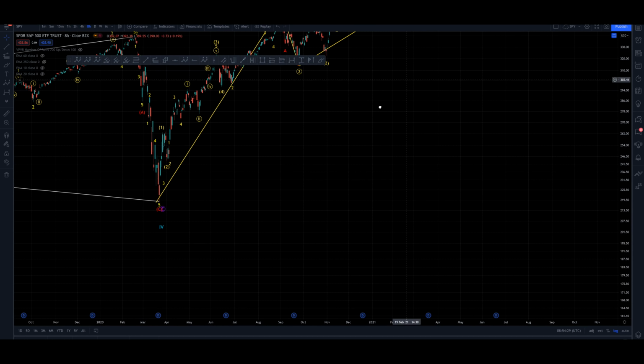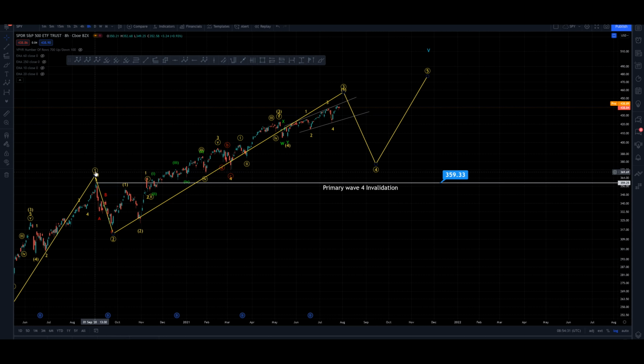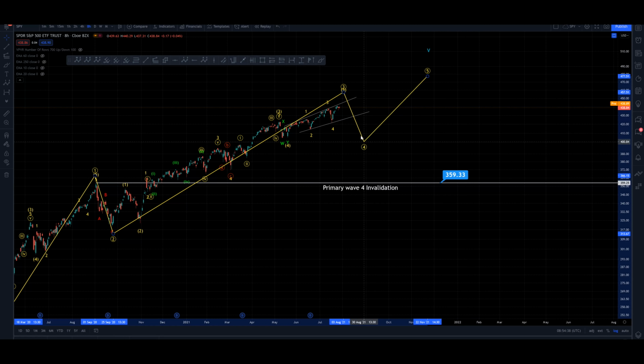TradingView moving my stuff around again. So we got something like this: 1, 2, 3, 4 to come. Primary wave 4 invalidation here at 359.33. 4 does not have to be this deep.